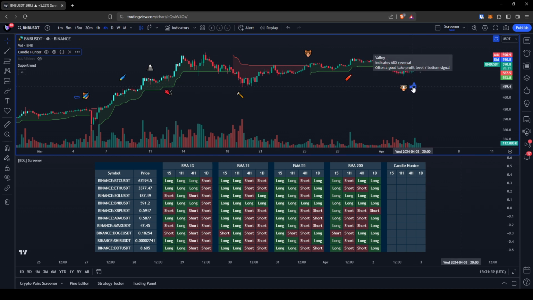But for example, you would not have missed the valley signal now, which is a great bottom signal, and you could enter the reversal trade right in time.